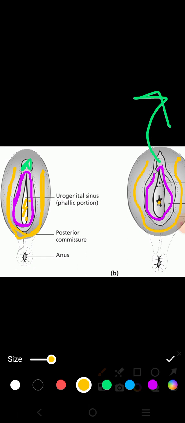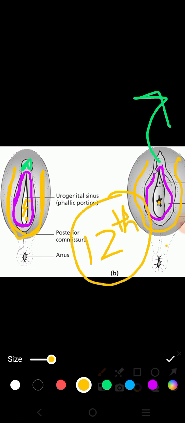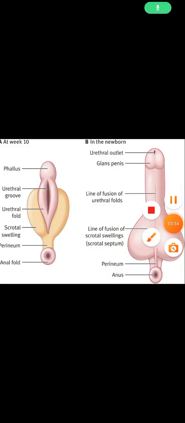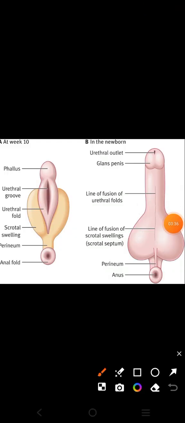The external genitalia are mainly recognizable in females by the end of 12 weeks of gestation, or we can also call it the end of 3 months of gestation, or at the end of the first trimester of gestation. So that was all about the development of the external genitalia. I hope this is clear. Let me tell you about the males in just a minute.